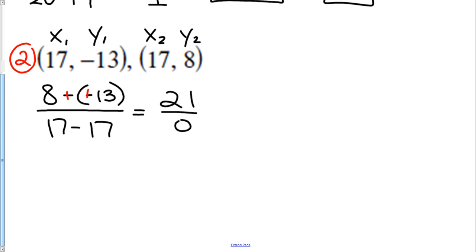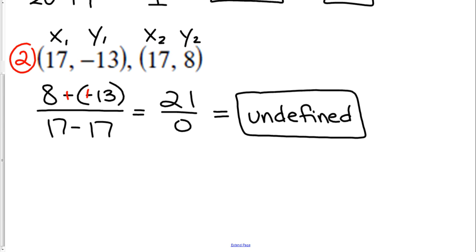So when we see this, our actual slope is written as undefined. Once again, if you leave your answer as 21 over 0, that's not fully simplified, therefore it will not be a correct answer.